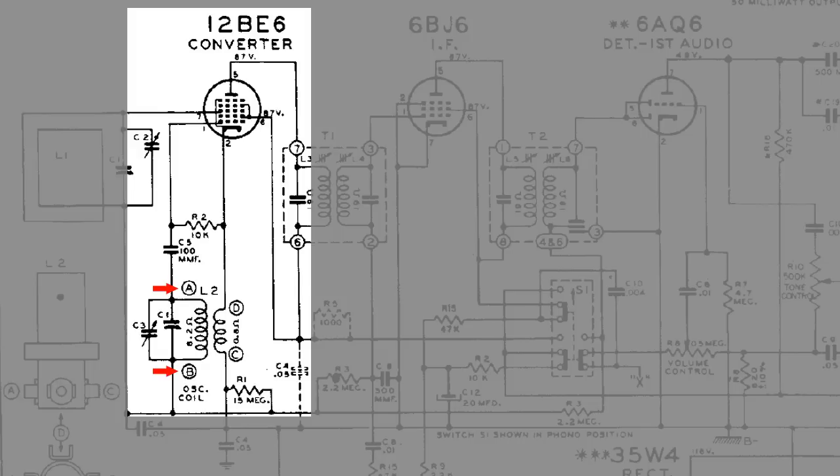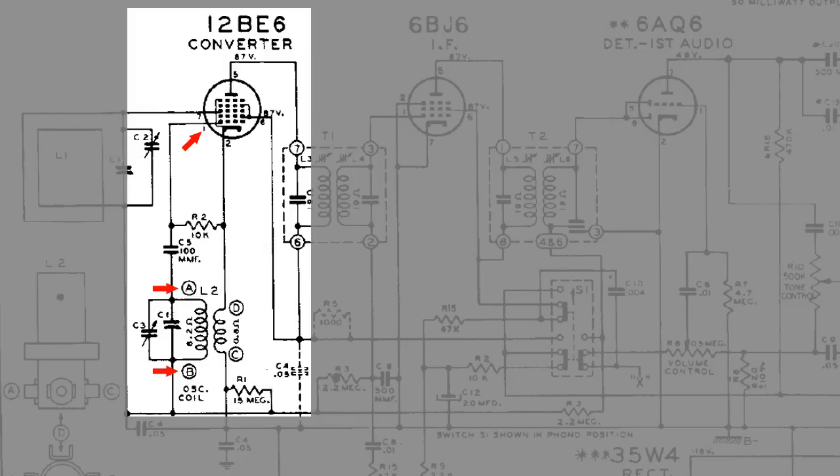Now the output of this tank circuit is fed through that 100 micro-microfarad capacitor, or 100 picofarad capacitor, C5, up to the control grid of that 12BE6. So that tank circuit is impressing upon the control grid the frequency of that tank circuit.